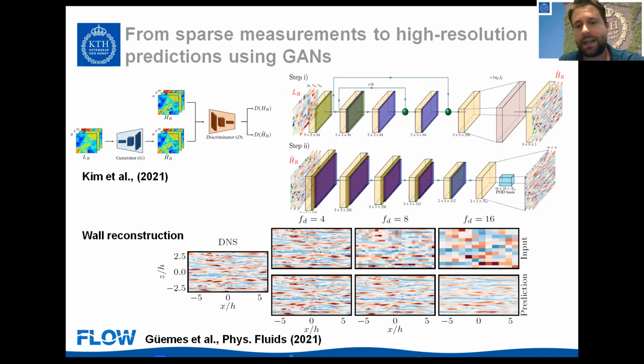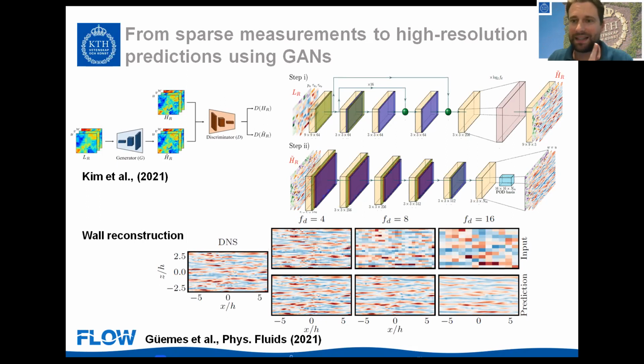And you can see on the second row the predictions, which in the case of 4 and 8 are quite in good agreement with the reference. In the case of 16, the input barely looks like the original data. And what you can see, if you compare this prediction and this DNS field, is that the fluctuations are attenuated where I use this very, very coarse input, but the location of the structures and their characteristics, their shape and their length, are actually very similar. They're actually in very good agreement.